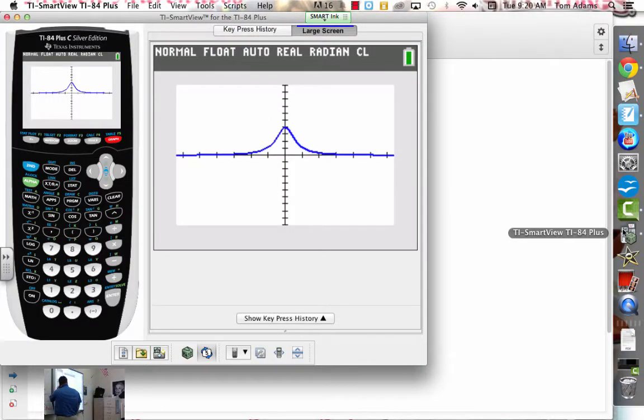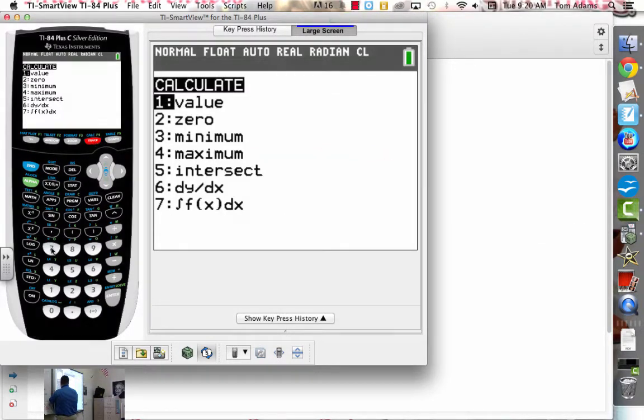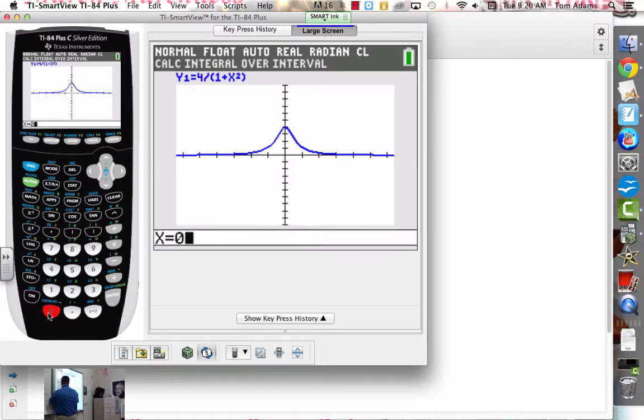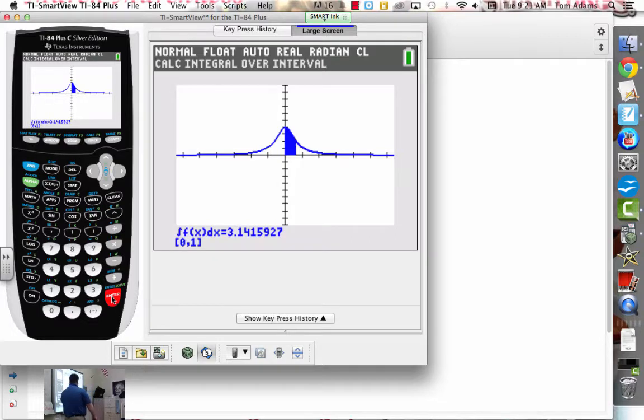If I do it graphically, I'm going to go from here to here. So I hit second trace, option number 7. Lower limit is 0. Upper limit is 1. So, hey, that number looks familiar. Wow. All right. It's 3.141592, and I bet you it rounded. What number is that? Does anybody want to take a guess? Anybody want to take a guess? It's probably pi, and I'll explain that in a little bit why.